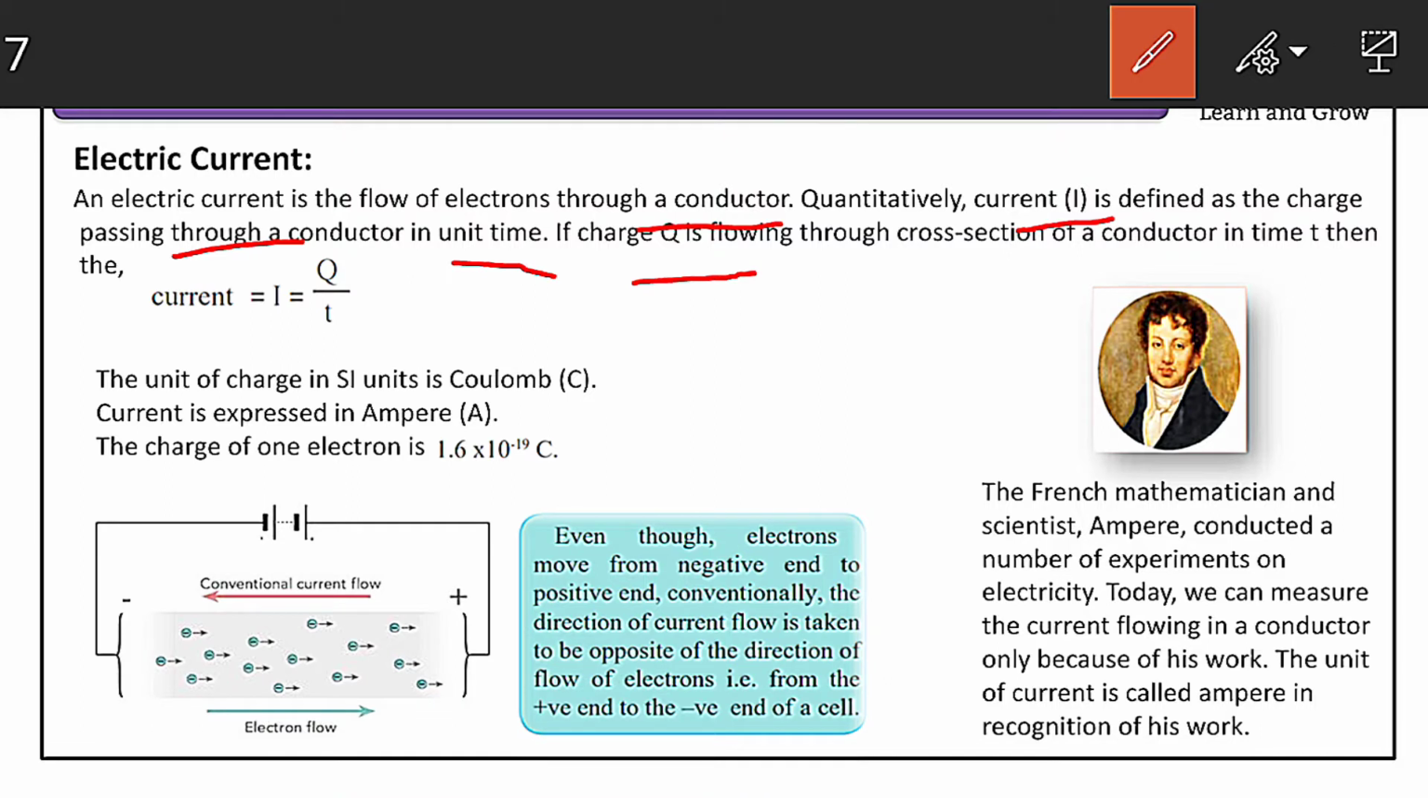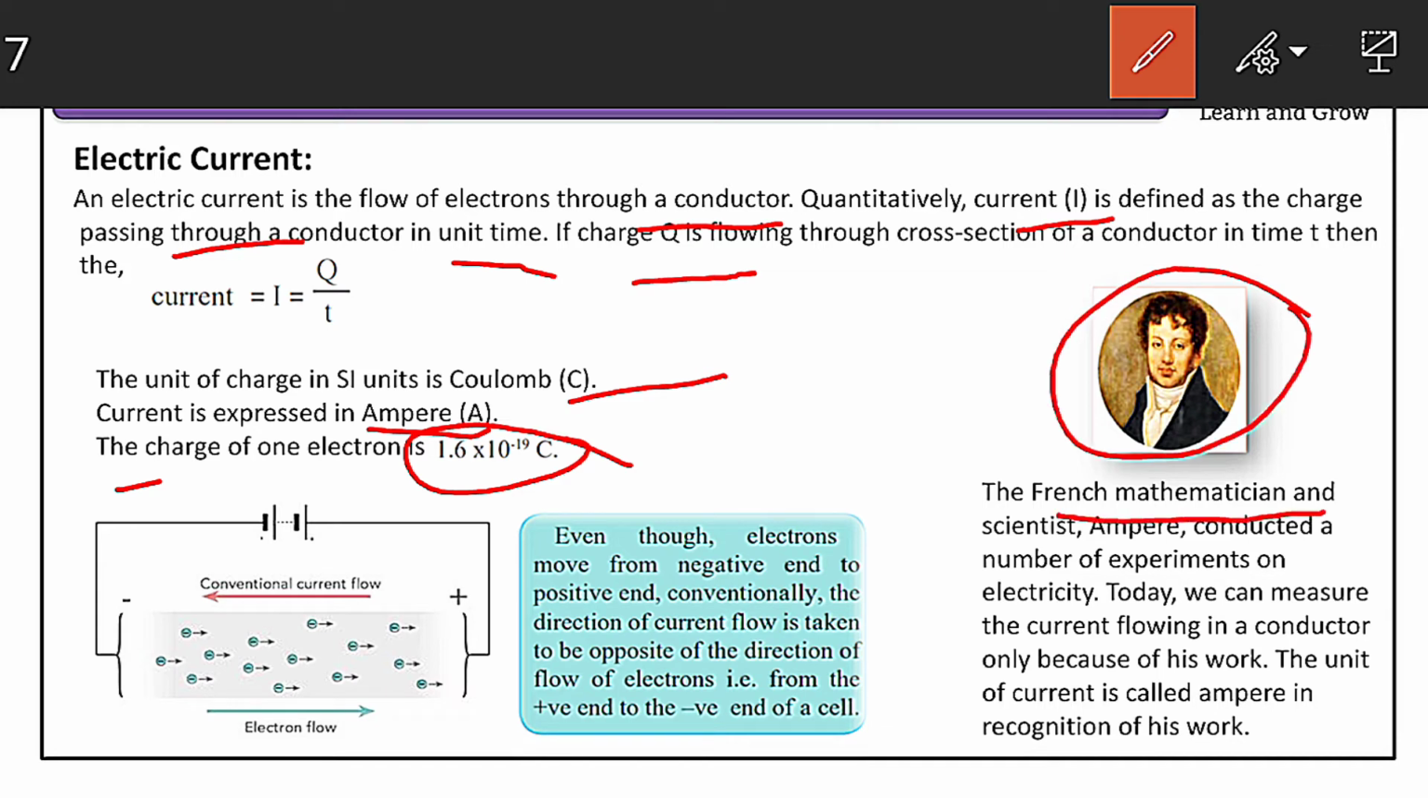So the SI unit of charge is coulomb and the SI unit of current is ampere, and the charge on one electron is 1.6 × 10^-19 coulomb. The French mathematician and scientist Ampere conducted a number of experiments on electricity. Today we can measure the current flowing in a conductor only because of his work. Therefore, to honor him, we have given the unit ampere to electric current.